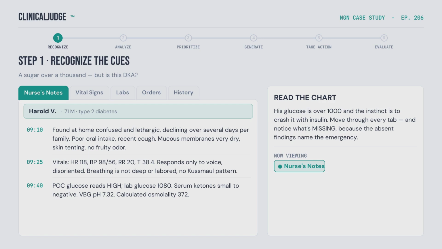Start in the nurse's notes. An older diabetic, declining for days, now confused, profoundly dry, with a staggeringly high blood sugar. Your task is to gather the findings and, just as importantly, to notice what is missing, because the absence of certain signs is what tells you which emergency this is. So move through every tab, the vitals, the labs, the orders, the history, and pick out the cues. Some of the most important findings here are the ones that are normal.